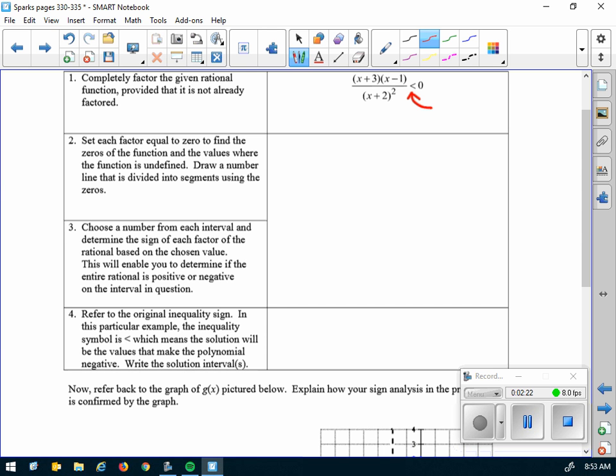How can a fraction be undefined? Good. 0 in the denominator. So, what x values would we consider to be critical? -3, -2, and 1. Perfect.